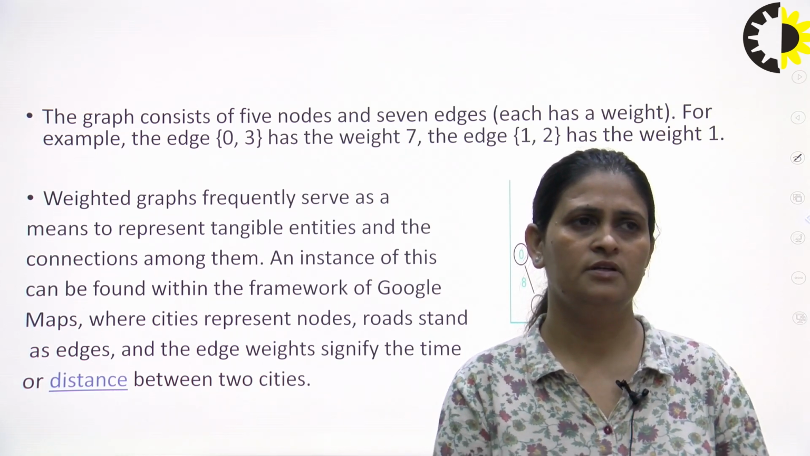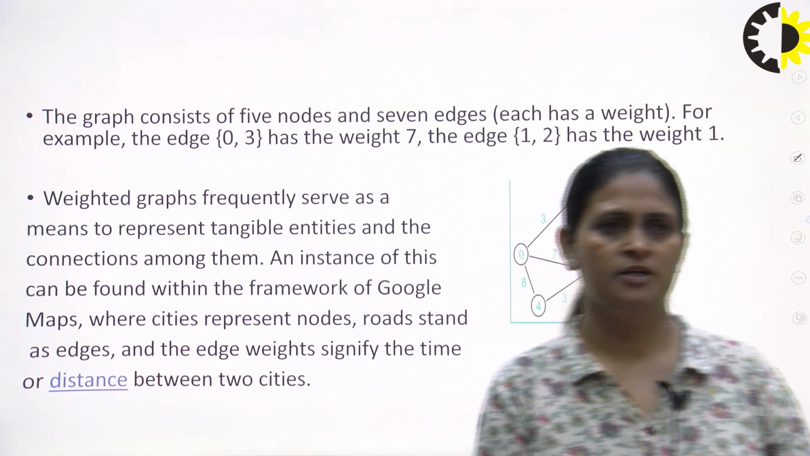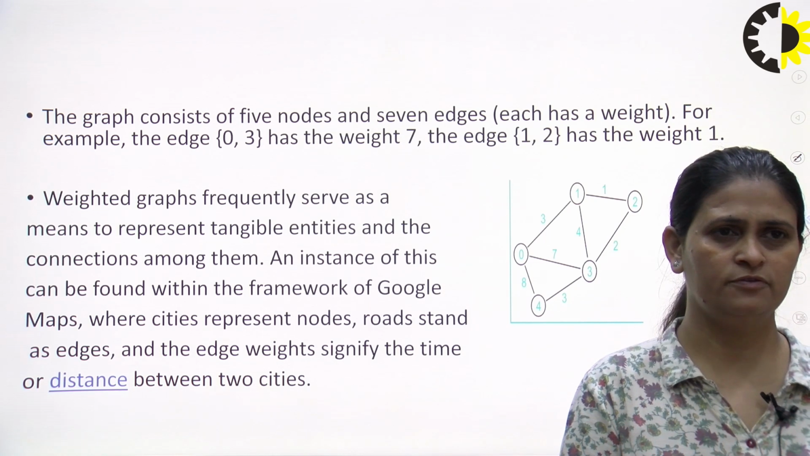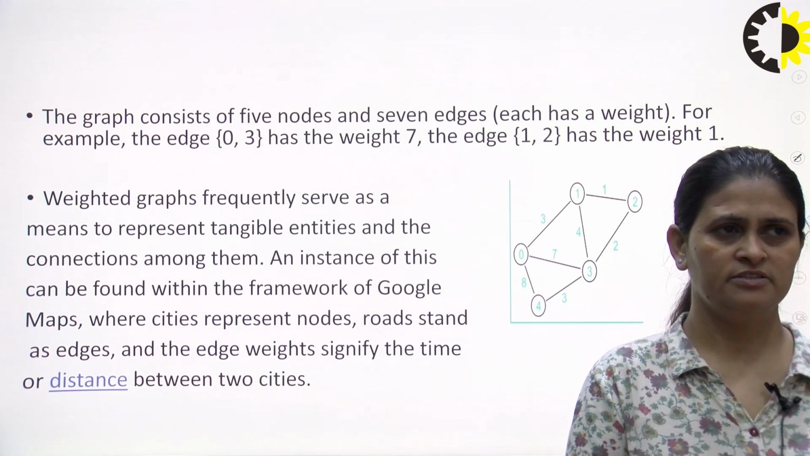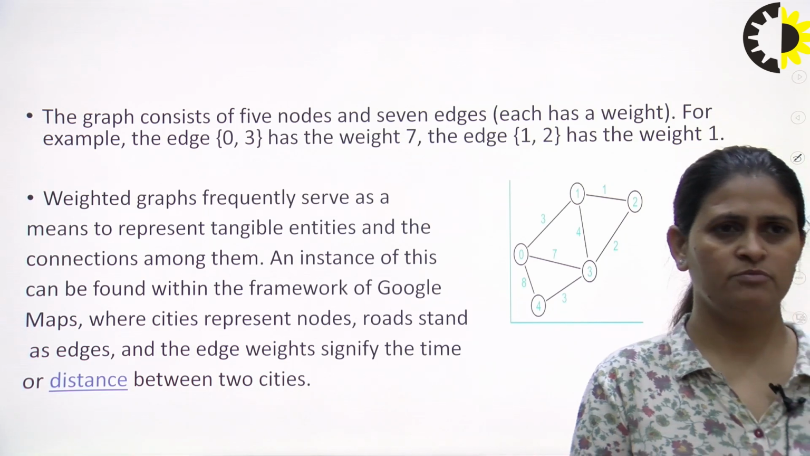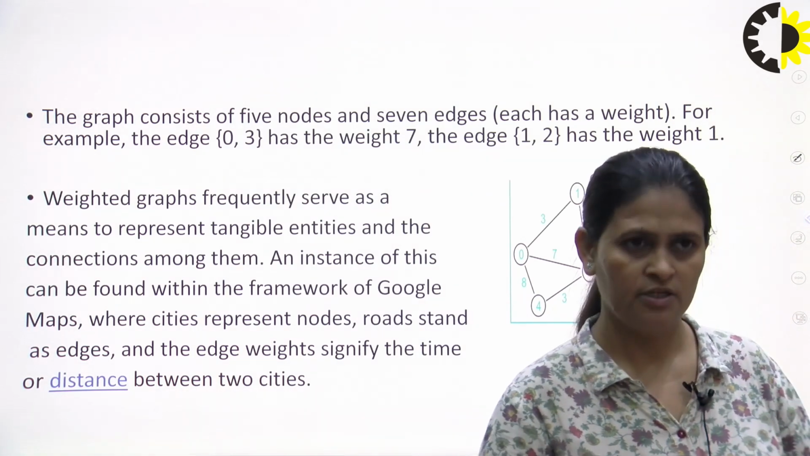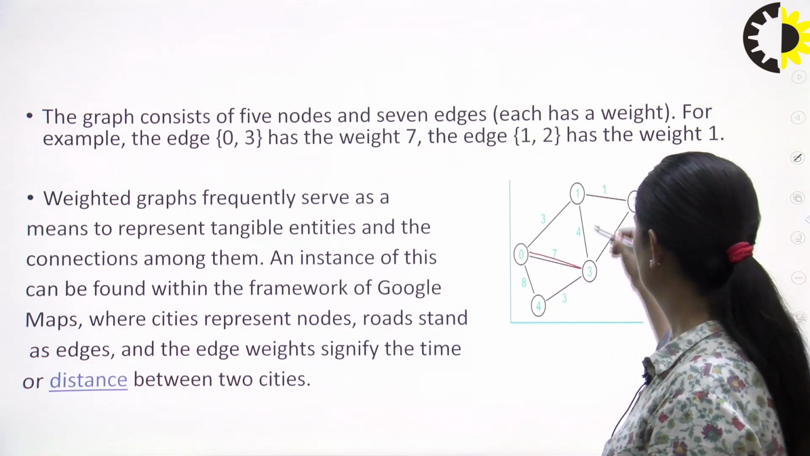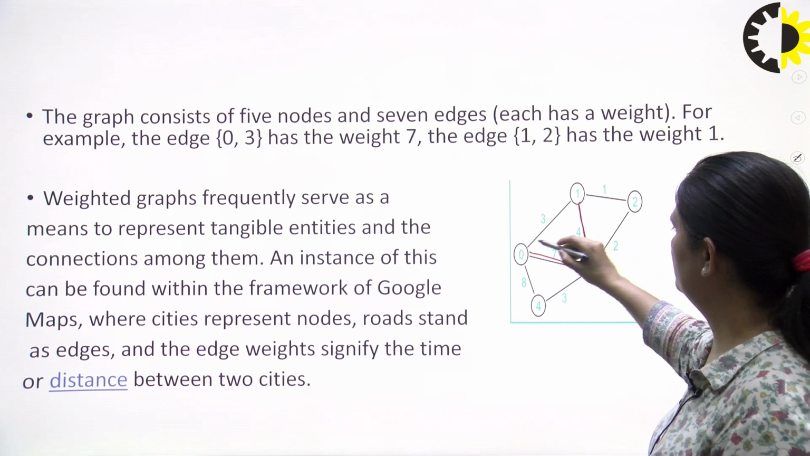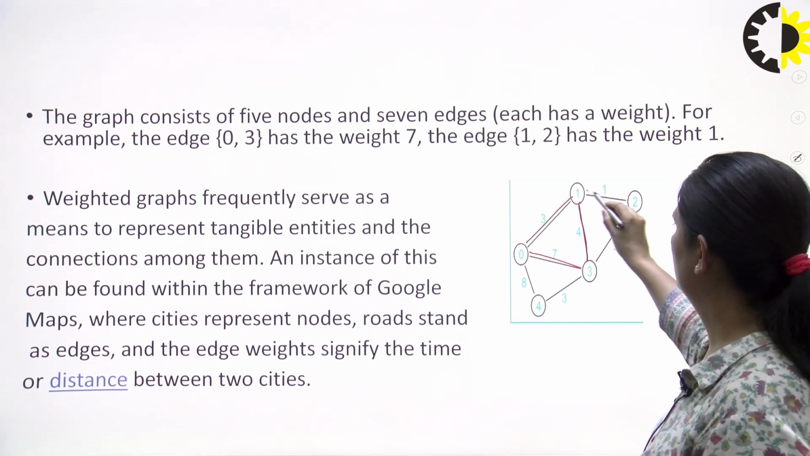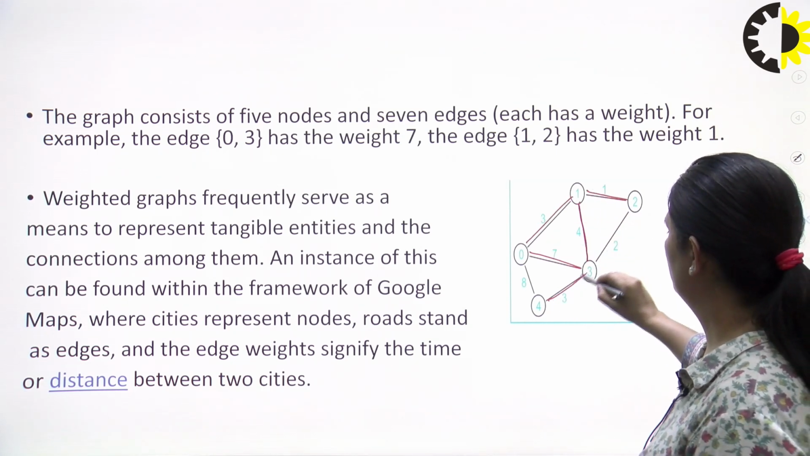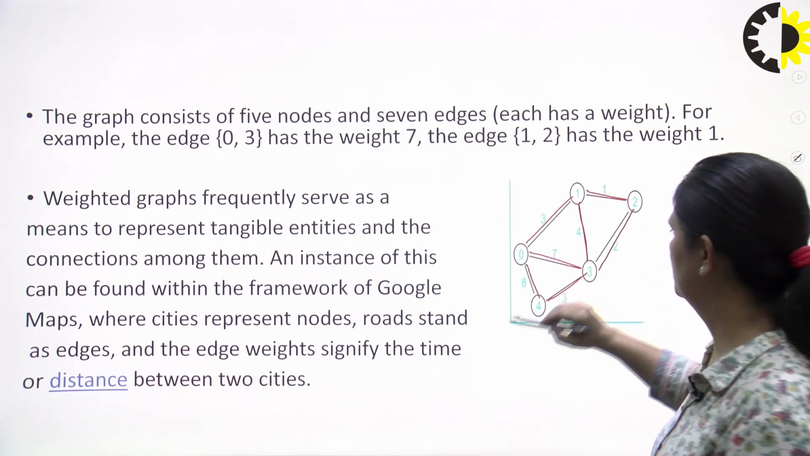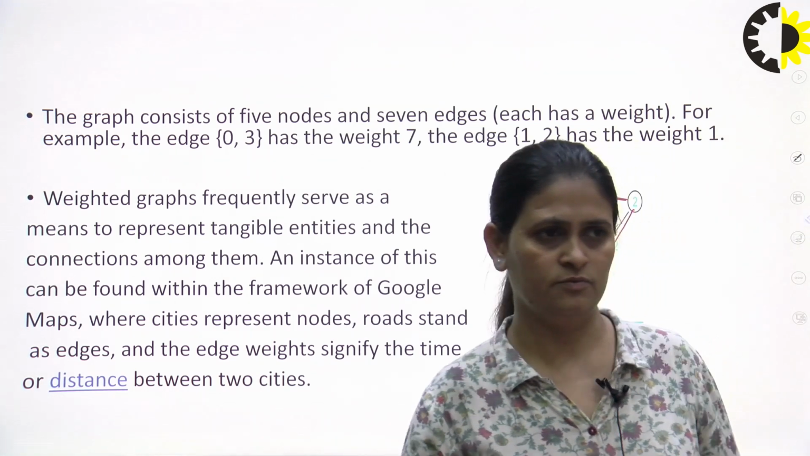The graph consists of 5 nodes. Here is the graph which consists of 5 nodes: 0, 1, 2, 3, 4. Each edge has a weight. For example, the edge from 0 to 3 has weight 7. 1 to 3 has weight 4. 0 to 1 has weight 3. 1 to 2 has weight 1. 4 to 3 has weight 3. And 0 to 4 has weight 8. And 2 to 3 has weight 2.